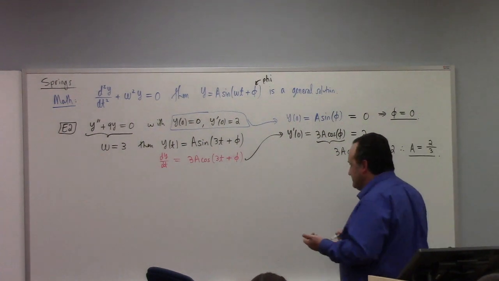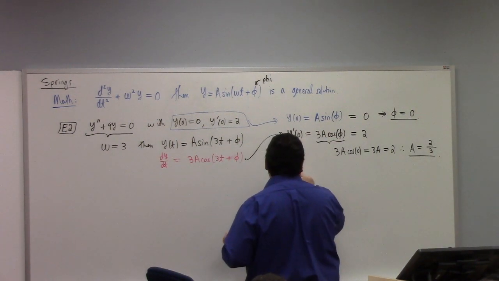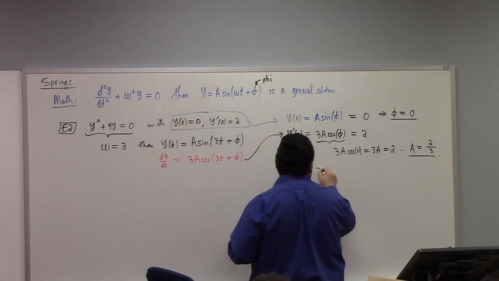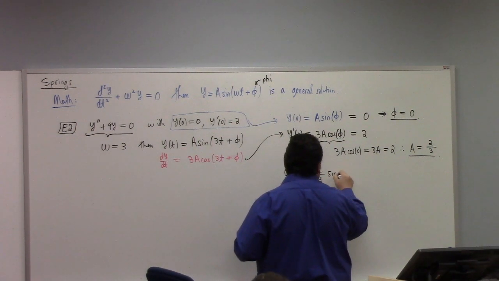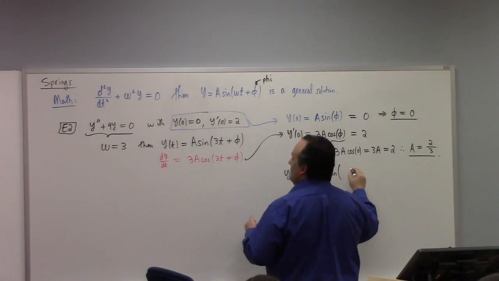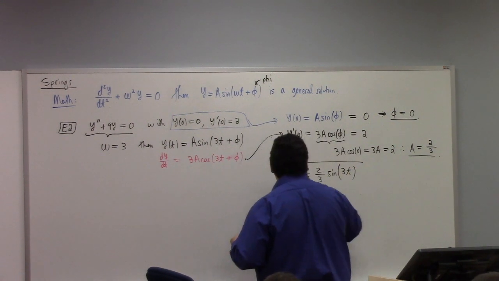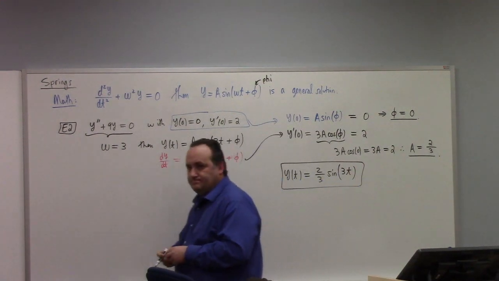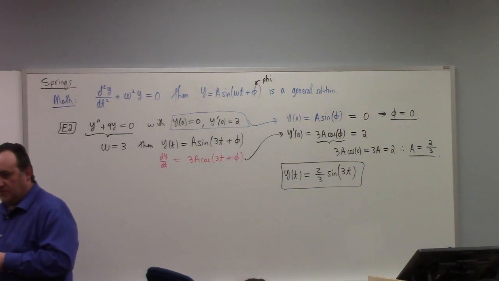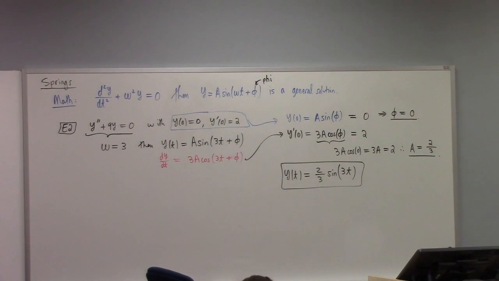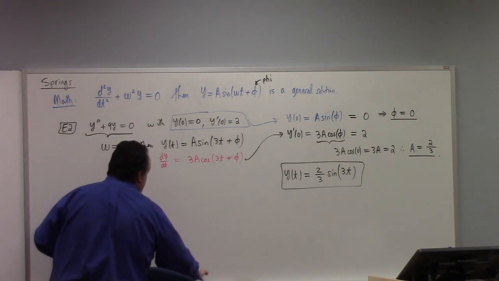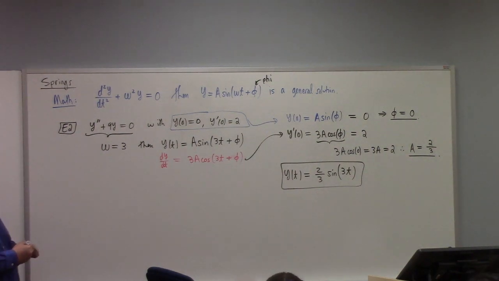Let's put this all together. We have y(t) is equal to 2/3 times the sine of 3t. And there you go. That's the solution here. Why am I talking about this? I'm talking about this because this is exactly the mathematics we need to describe the motion of a spring without friction. So what's a spring without friction look like? Right, guys?